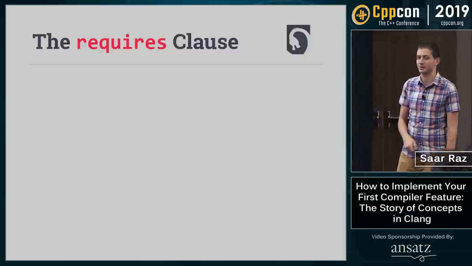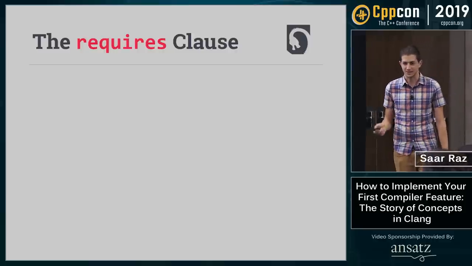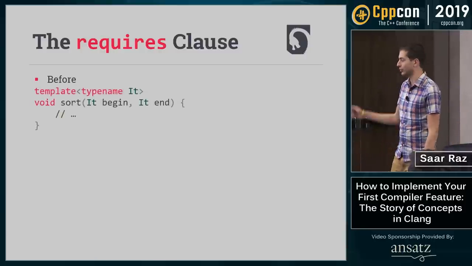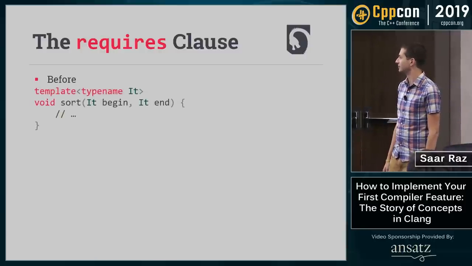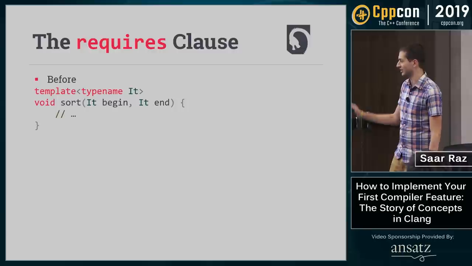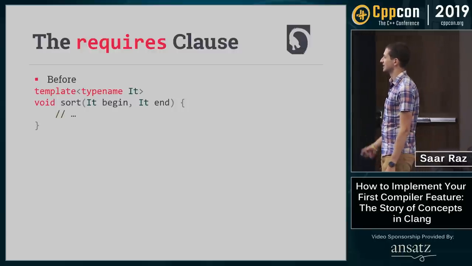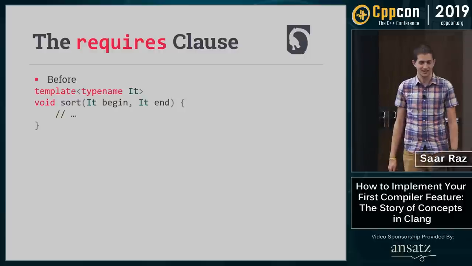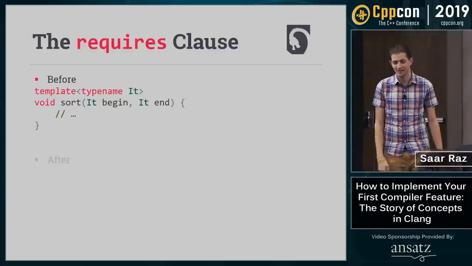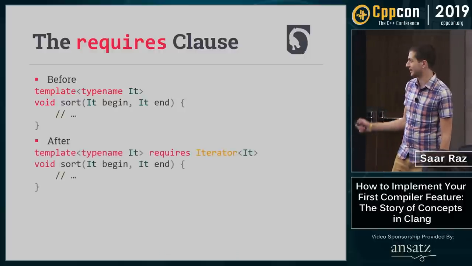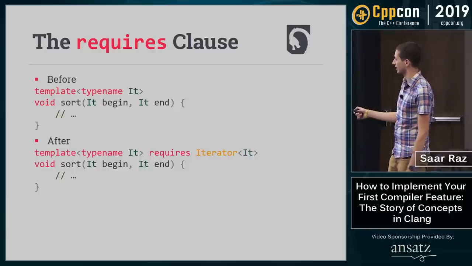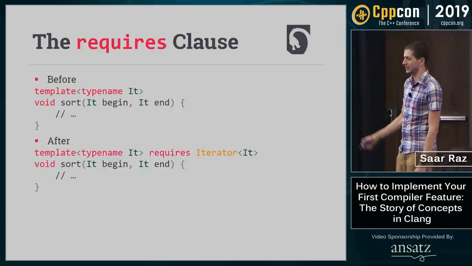First thing new in concepts in C++20 is the requires clause. Say before you had this sort function, that's like the canonical example for concepts, that accepted a typename and begin and end iterators, and they could just mean anything. Now you can constrain them by adding a requires clause right after the template parameter list with the name of a concept. For example, here I'm requiring these to be iterators.